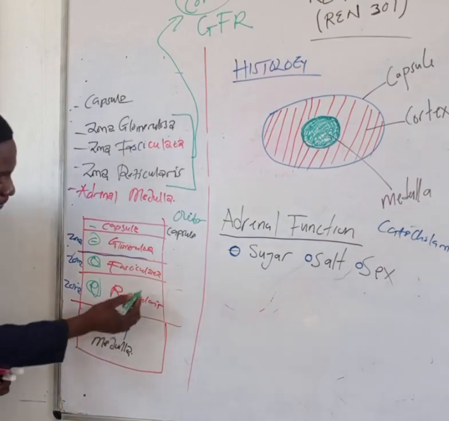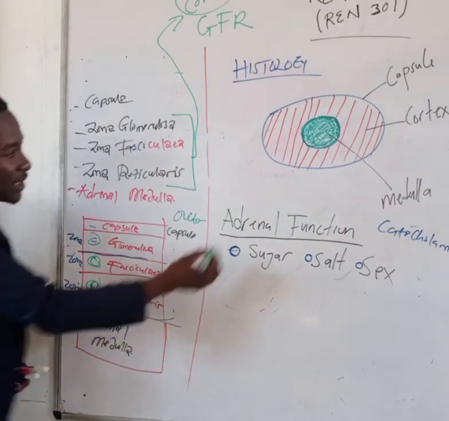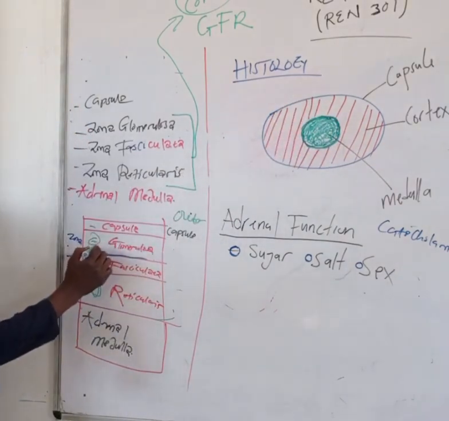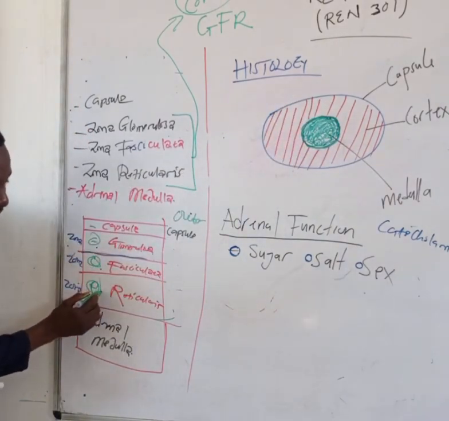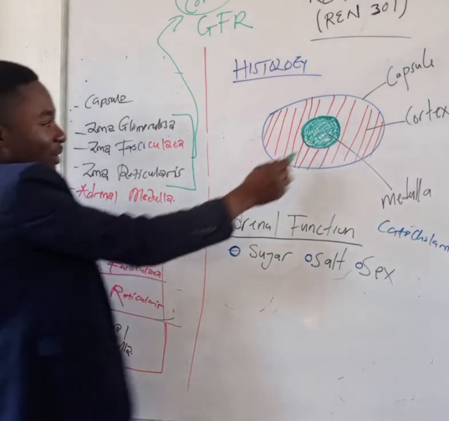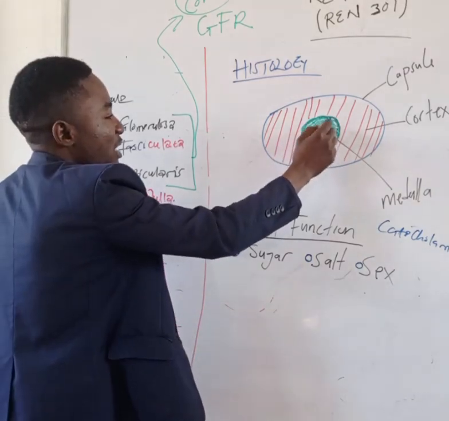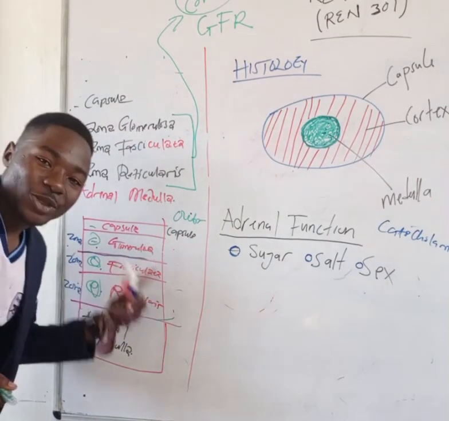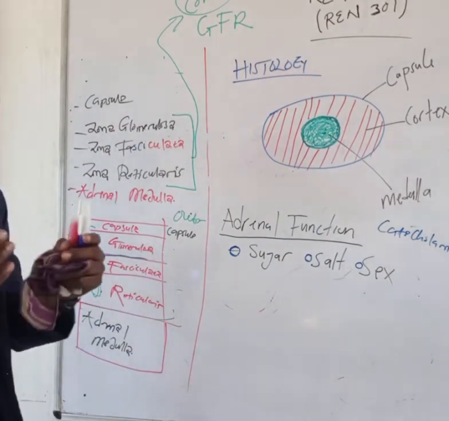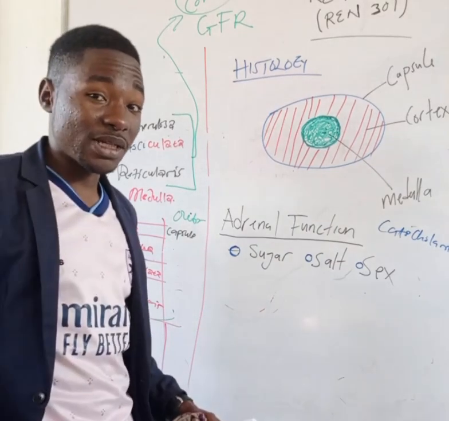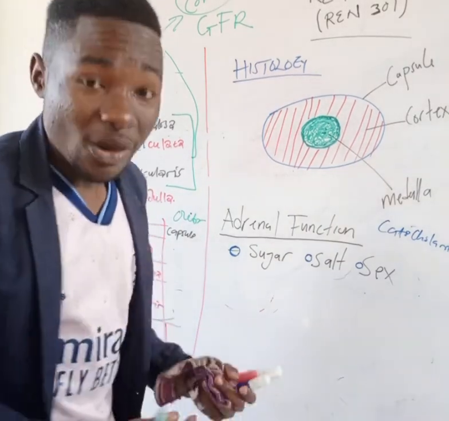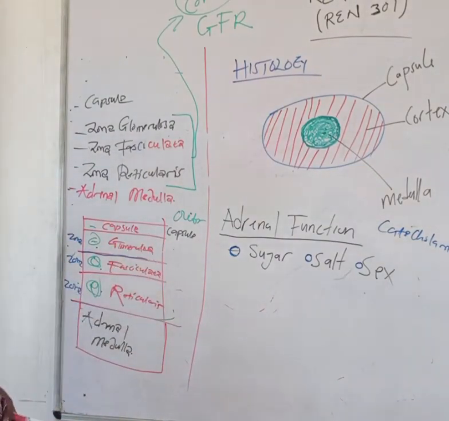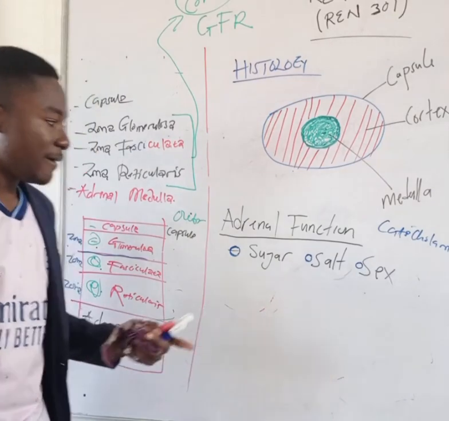After the cortex, remember we said the cortex is divided into the three structures, the glomerulosa, fasciculata, and the reticularis. After that, you have the adrenal medulla, which is the green one, the one that has been drawn on the board there. This is important histologically because histology is quite similar to physiology. So we need to talk about the physiology as well. What do all these zones produce? What are they specialized in? So now let's go to the functions.